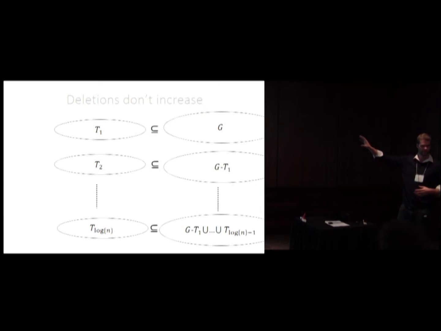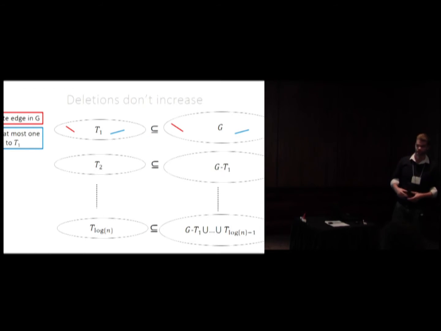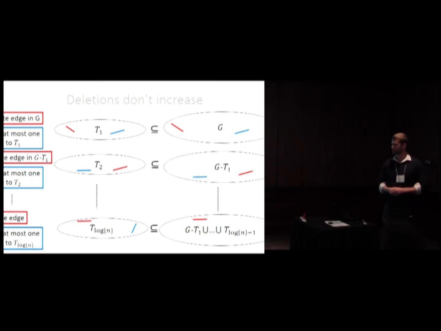So what do I mean by that? This was our peeling process. We had our original graph, we took a tree, we removed that tree, we found another tree, and so on and so forth. So suppose we delete an edge in the graph, and that edge happens to be in our first tree. At most one edge should then be added to this tree from the graph to connect the components that may have been disconnected. But then, of course, we need to delete that edge from the subsequent graph. So this edge could then be in the next tree. We add at most one edge. And this process could repeat all the way down.